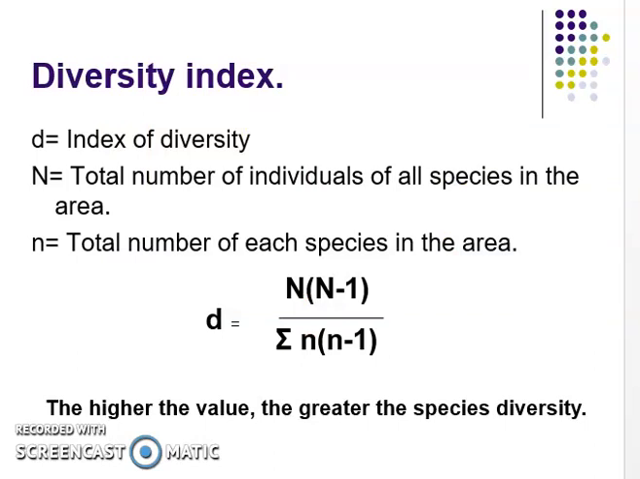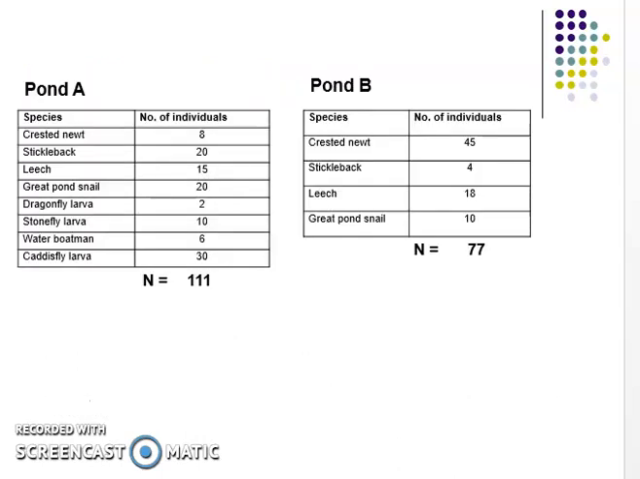So how do we calculate it? This is the equation. So your answer is D, which you come out with at the end. N refers to the total number of individuals of all the species in the area. So just add them all up, everything. And little n, so n and n minus 1, and then this funny symbol here is the sum of, and little n is the total number of each species in the area. Okay, the higher value you calculate, the higher the species diversity is and the more safe that ecosystem is.